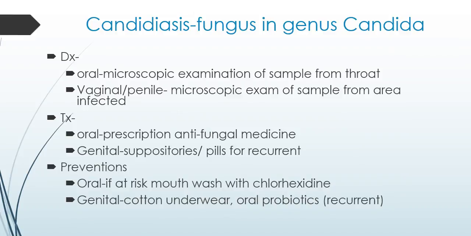Diagnosis of oral thrush is through microscopic examination of a sample from the throat. And for vaginal or penile fungus infection, again, microscopic exam of the sample of the discharge from the infected area. Treatment is typically suppositories or oral prescriptions.